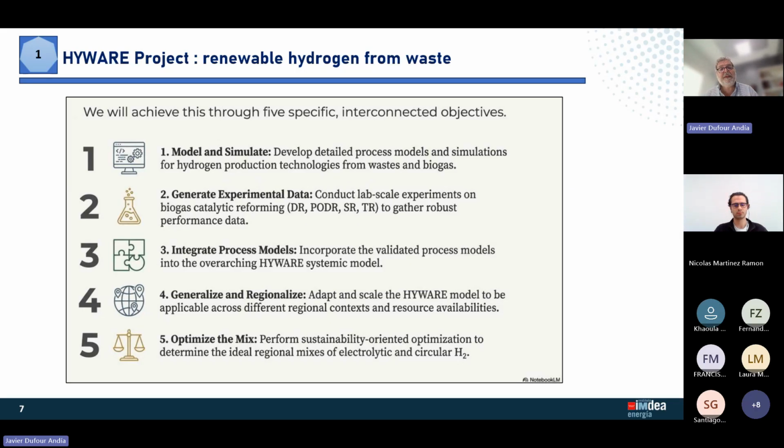All of these process models were integrated in our decision-making framework, the HYWARE systemic model. We then generalize and regionalize this HYWARE model. That means that we also integrated the HYWARE model with other specific waste management systems, for instance, industrial waste systems. And in the last part of the project, the HYWARE model was optimized, and was integrated also with energy models to determine the best mix of hydrogen production techniques.